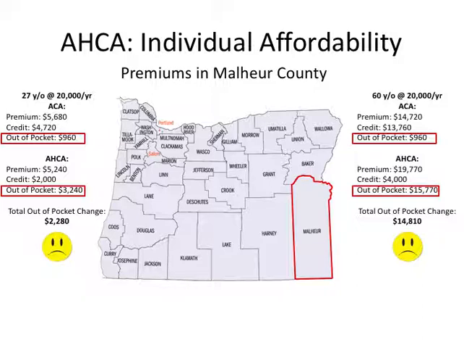If we take a step back, we can see that the AHCA increases premiums. If you keep the same quality of plan under the AHCA as compared to the ACA, the premium would increase by 13%. And most importantly, these increases disproportionately affect those who are older and poorer.